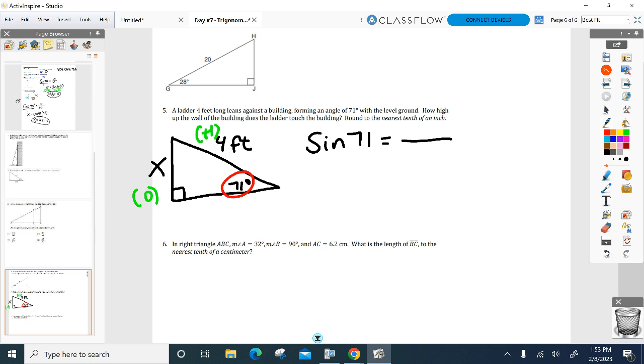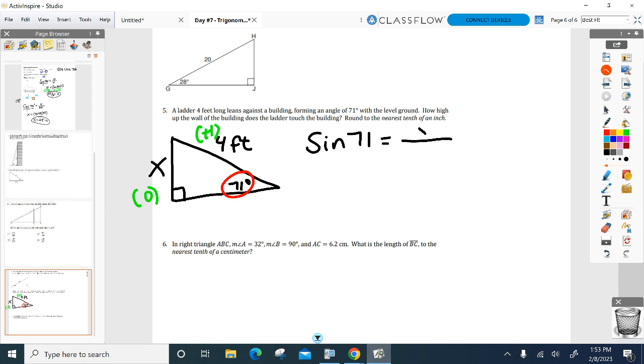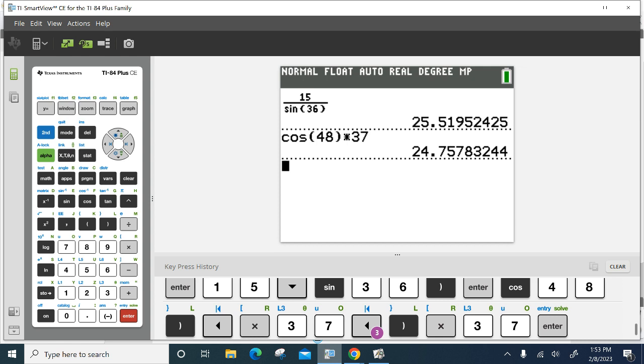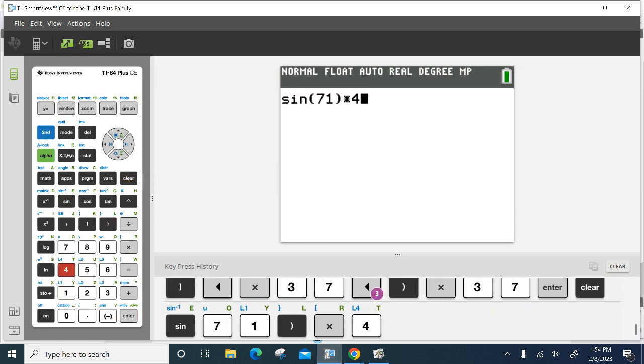Okay, what's the ratio then? Put the sides in the SOH. What's your ratio? X over 4. Good work. Again, cross multiply, put it in a proportion. Doesn't look like that big of a deal, right? When I multiply the means, I get X, so you don't have to divide anything. And then sine of 71 times 4.